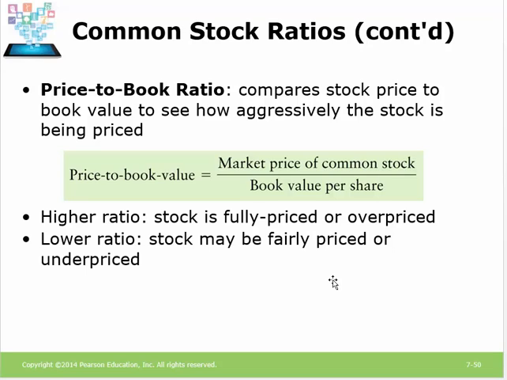So again, we would like to find stocks with lower rather than higher PE ratios, lower rather than higher PEG ratios, lower rather than higher price to book ratios. These are all indications that the stock might be underpriced. Now that also could be an indication that the companies are in trouble. But again, that's where the analysis comes in. That's where the other analysis of ratios helps us to identify which of those companies are just undervalued and which of those companies are actually in trouble.